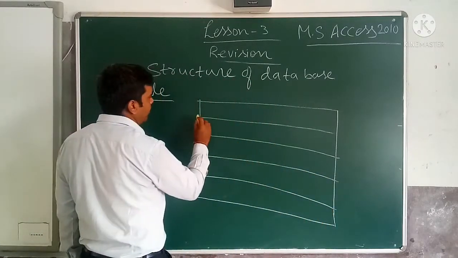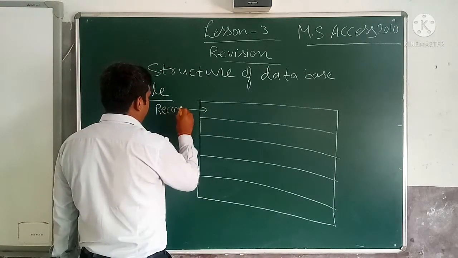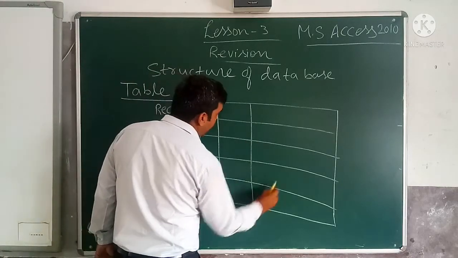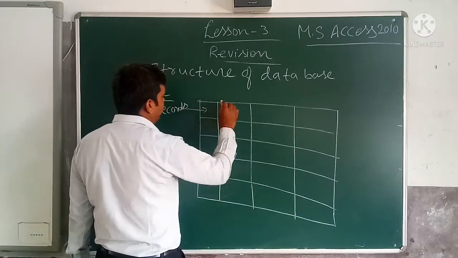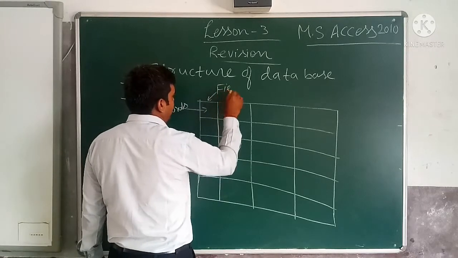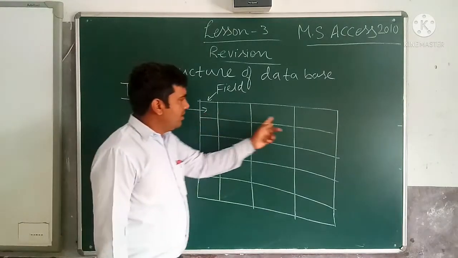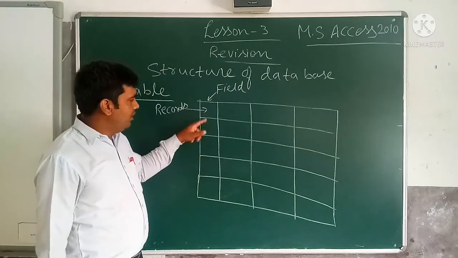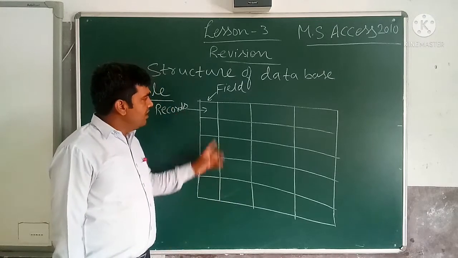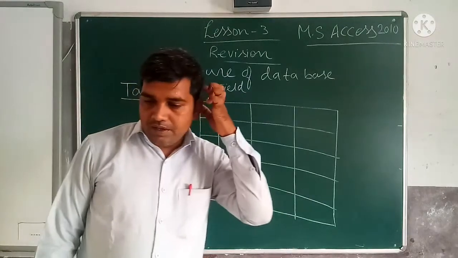So what is this called? Record. And vertical columns are called fields. So what is this called? Vertical columns are called fields. Horizontal rows are called records, and this table contains 1, 2, 3, 4, 5 records. 5 horizontal rows are there. So this table contains 5 records and 4 fields: 1, 2, 3, 4 fields. So that is the structure of the table.